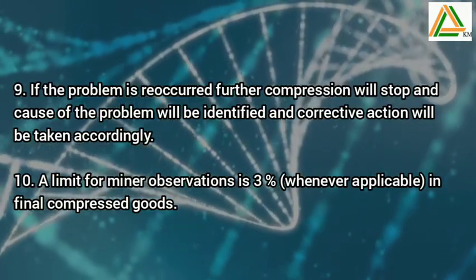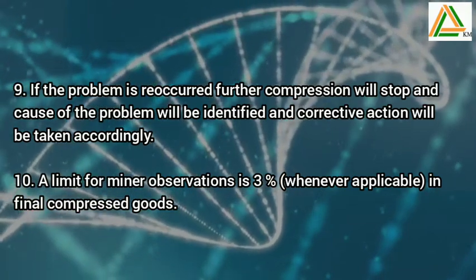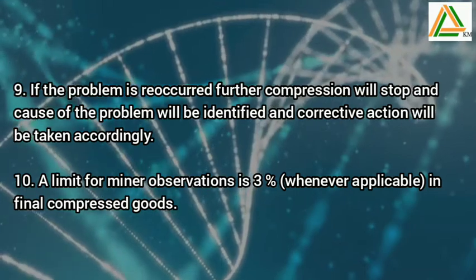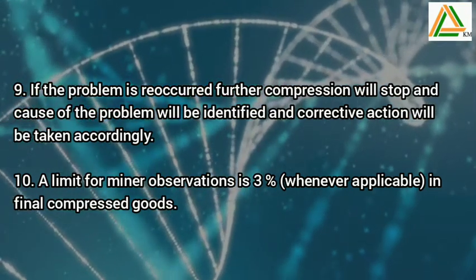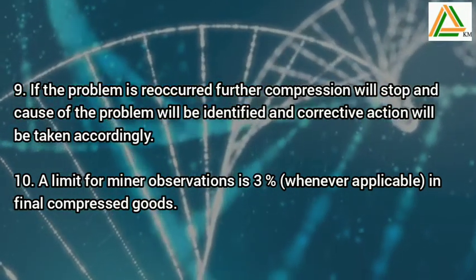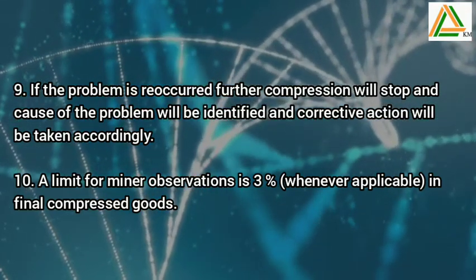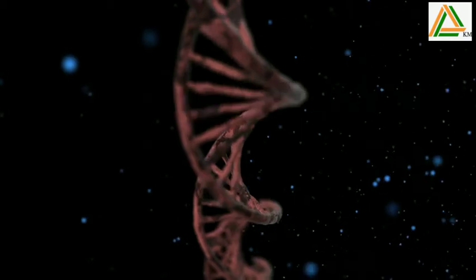9. If the problem is reoccurred, further compression will stop and cause of the problem will be identified and corrective action will be taken accordingly. 10. A limit for minor observations is 3%, whenever applicable, in final compressed goods.